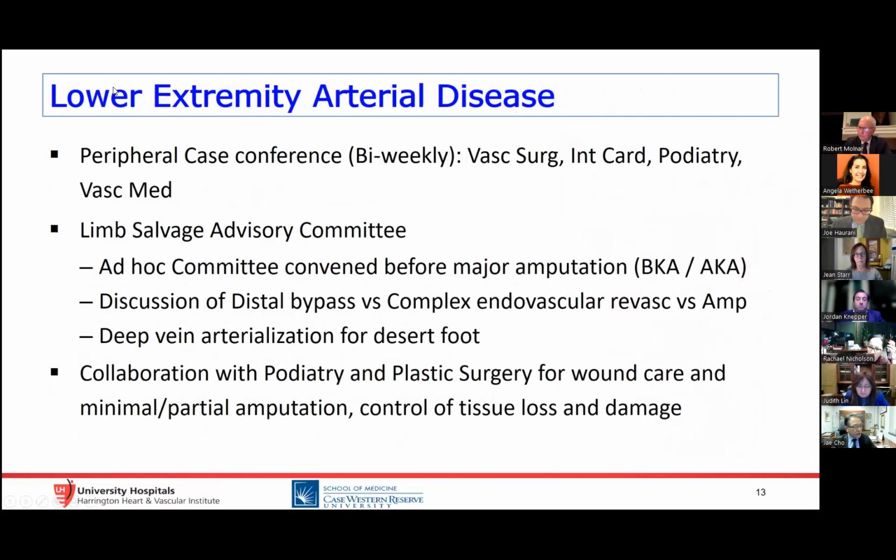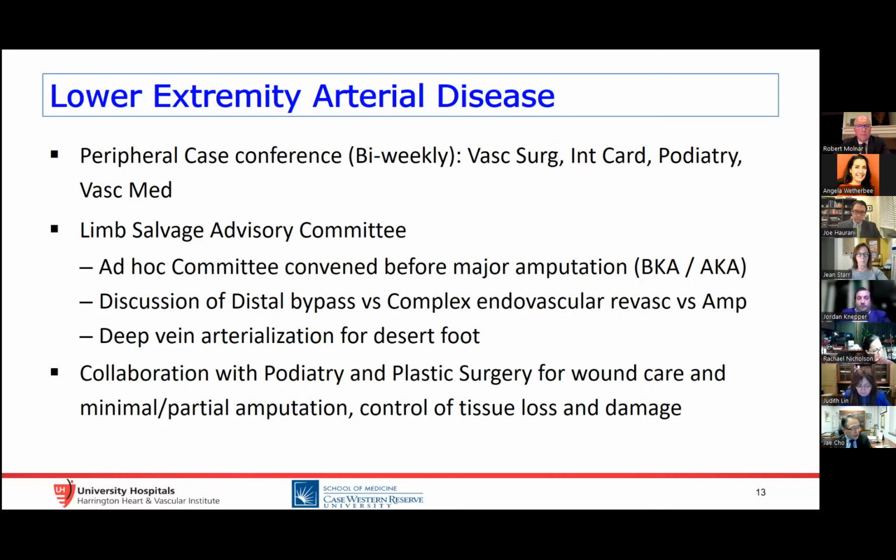For the lower extremity arterial diseases, we have bi-weekly conferences where all specialties come together and discuss cases. We also instituted a limb salvage advisory committee where interventional cardiologist colleagues as well as vascular surgeons discuss every case before major amputation is entertained. We discuss all endo and open options, including deep vein arterialization, before we offer major amputation.